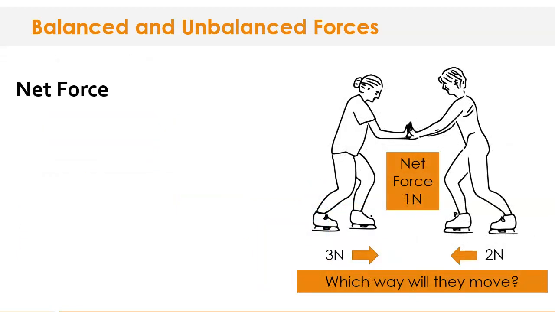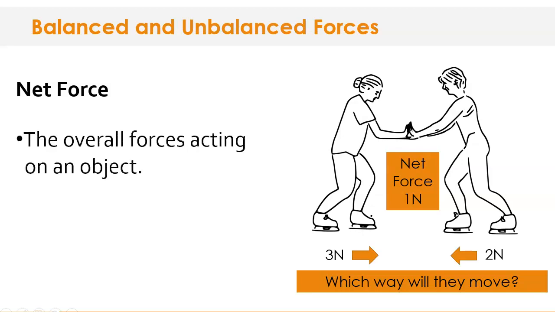So we can calculate net force. And net force is simply a calculation of the overall forces that are acting on an object. Force is, of course, as we already know, measured in newtons. And we've got two skaters here that are pushing against one another. One is pushing with 3 newtons of force in the opposite direction of the other one, who is pushing with 2 newtons of force.